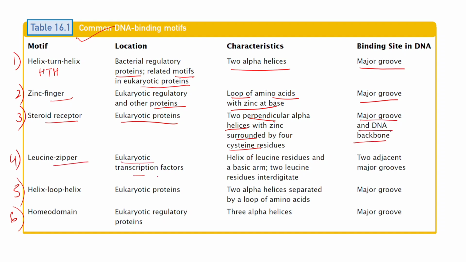Leucine zipper is a eukaryotic transcription factor. It has a helix of leucine residues and a basic arm, where 2 leucine residues interdigitate. Its binding site is 2 adjacent major grooves. What about helix loop helix? It is a eukaryotic protein with 2 alpha helices separated by a loop of amino acids. Its location is also the major groove. Now homeodomain is a eukaryotic regulatory protein which has 3 alpha helices and its location is the major groove.